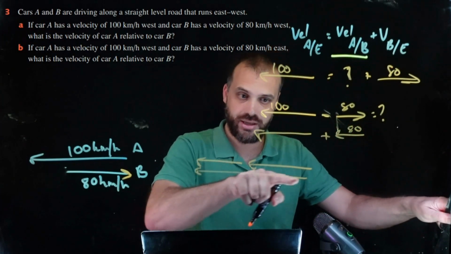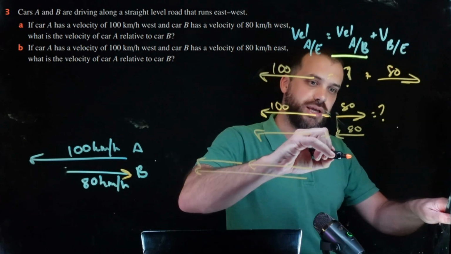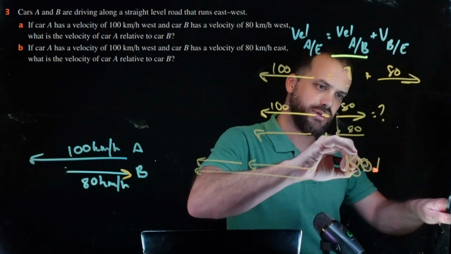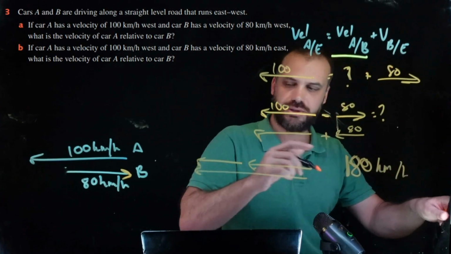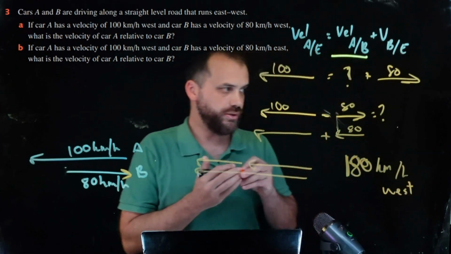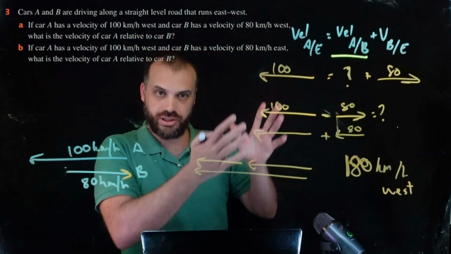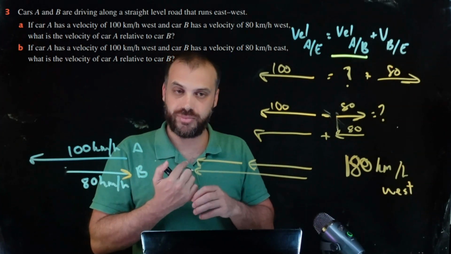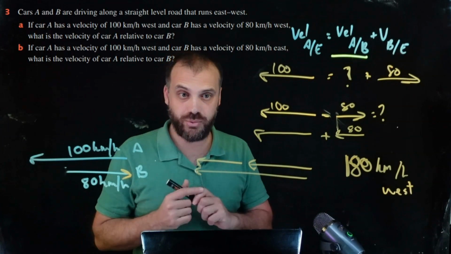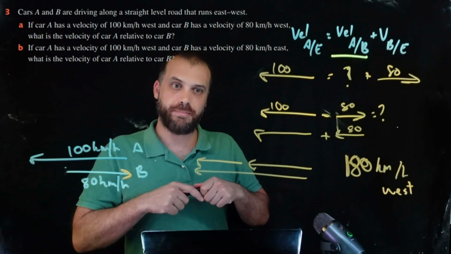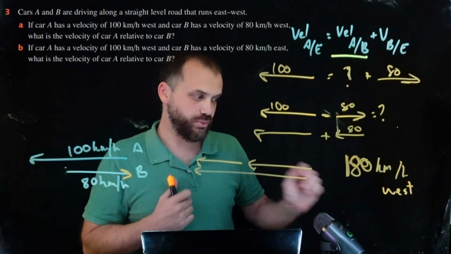100 plus 80, 180. So my answer is 180 kilometers per hour to the west. All right, there is my answer to this question. Now again, you can put i's and j's in here if you want to, but in the end, we're going to end up with 180 kilometers per hour to the west.